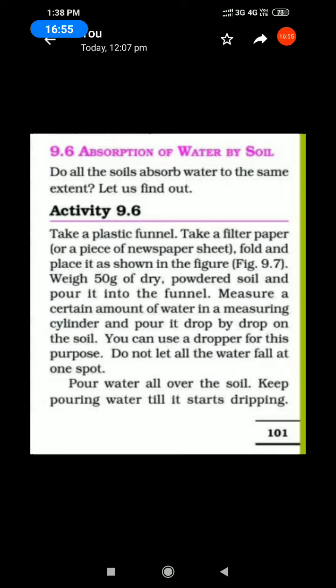Next, weigh 50 grams of dry powdered soil and pour it into the funnel. Measure a certain amount of water in a measuring cylinder and pour it drop by drop on the soil. You can use a dropper for this purpose. Do not let all the water fall at one spot. So pour water all over the soil. Keep pouring water till it starts dripping.